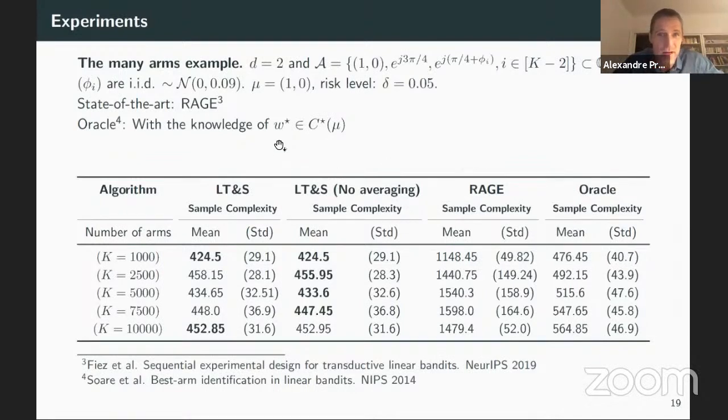It might be surprising at first because the oracle knows W star, so you just have to follow W star. But actually, the allocation is one component of the algorithm. Another component is the stopping rule. And so if you are not optimal for the stopping rule, you won't be optimal in terms of sample complexity. And this is why the oracle proposed by Soare, Lazaric and Munos is worse than our algorithm.